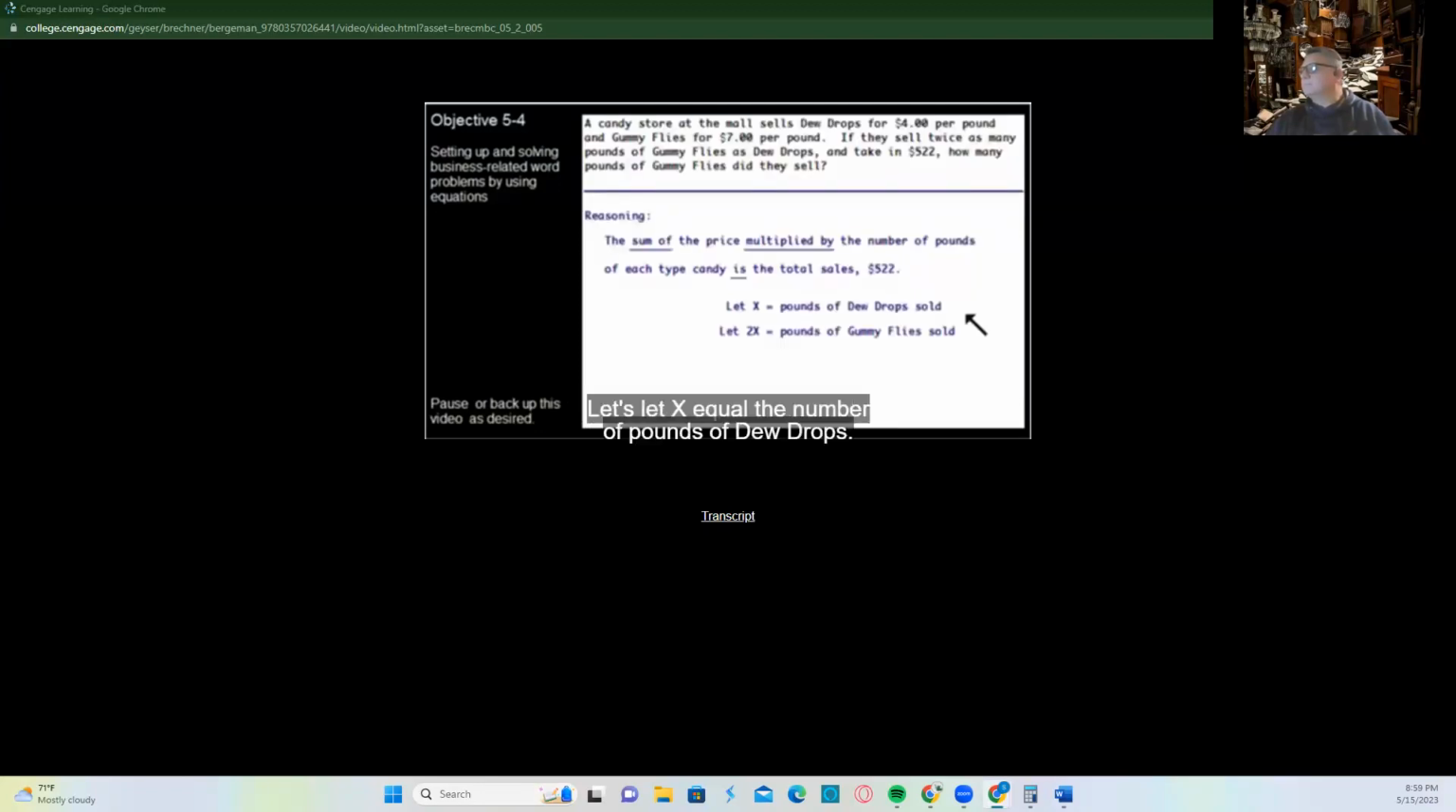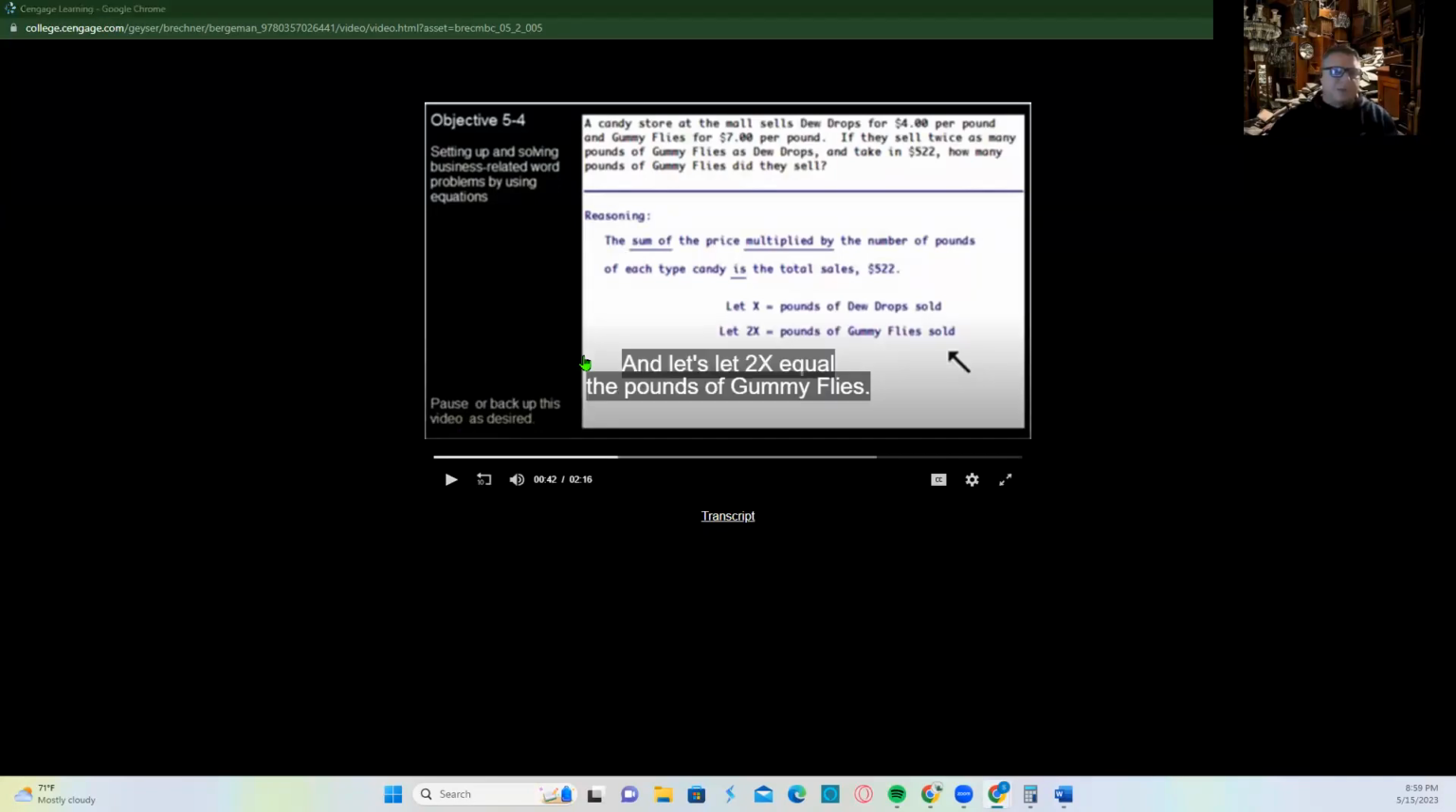Let's let x equal the number of pounds of dewdrops, and let's let 2x equal the pounds of gummy flies. Notice they just pulled a variable out of thin air. We don't care. It's x's, it's n's, it's q's. Later on in math, you may care because those things mean something, but at this point, for us, it doesn't matter.